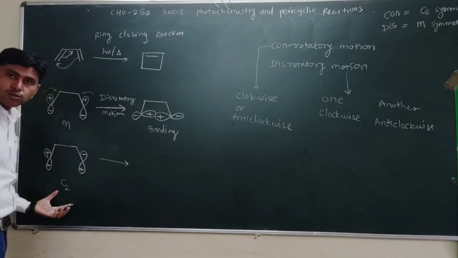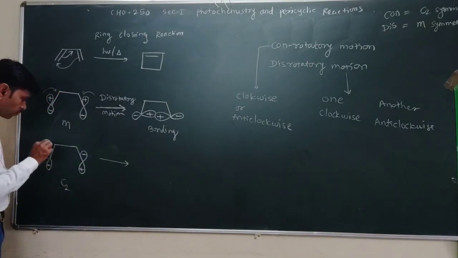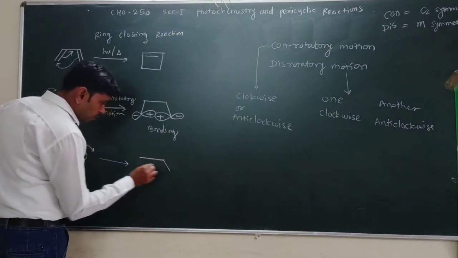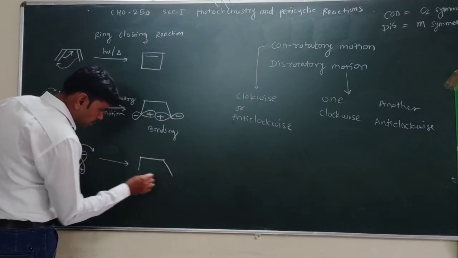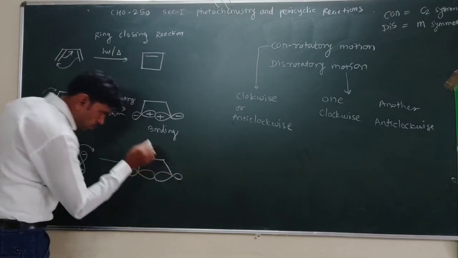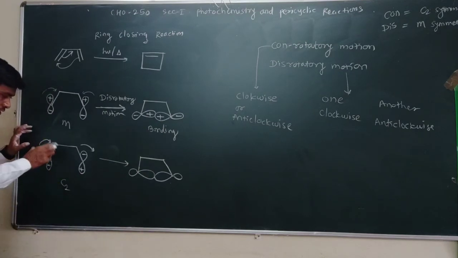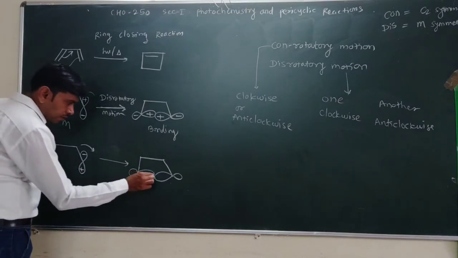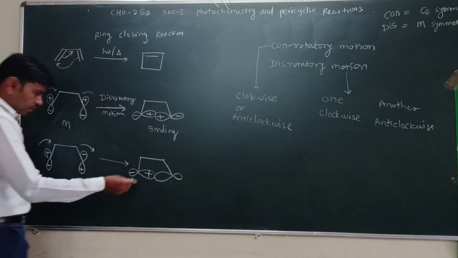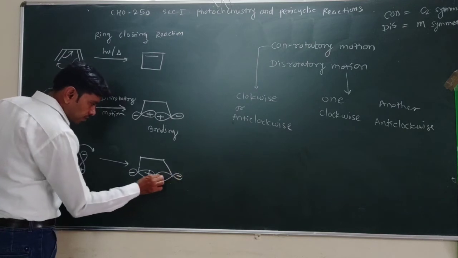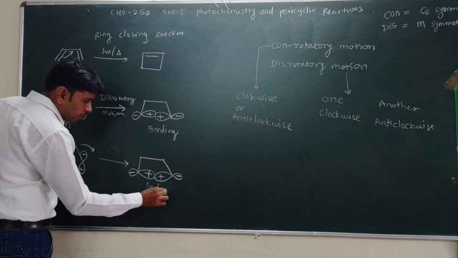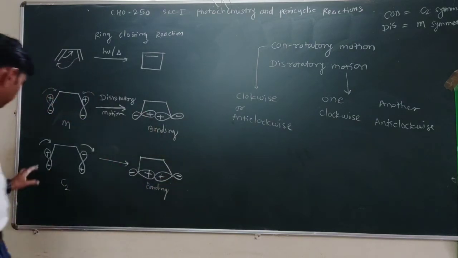Now here it is a C2 symmetry. So con-rotatory motion, see here, when we rotate both clockwise, see the results obtained. The orbital overlap is here. This one rotated clockwise, so the plus sign goes here, minus sign here. Another rotated clockwise, so the negative sign goes here, plus sign goes here. Here we obtain bonding overlap.